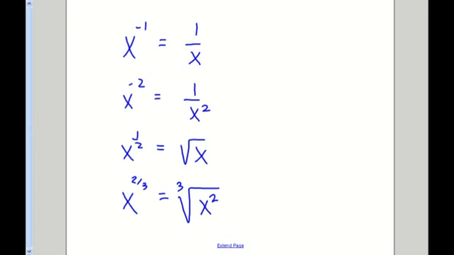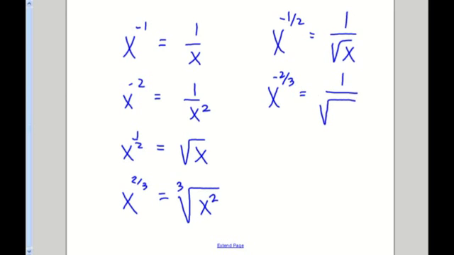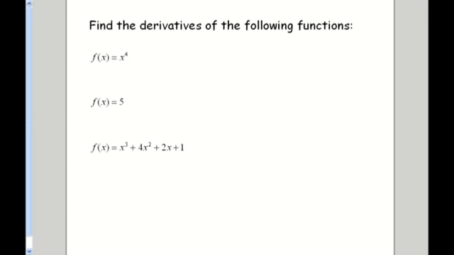And one more example or two, if I've got x to the negative 1/2 power, this would be the same as 1 over radical x. And if I had x to the negative 2/3 power, that would be the same as 1 over the cubed root of x squared. So if any of that seems like you don't understand it, go back and watch that part again, because we're going to use these ideas a ton when we start doing these derivatives. So here are some actual derivative problems.